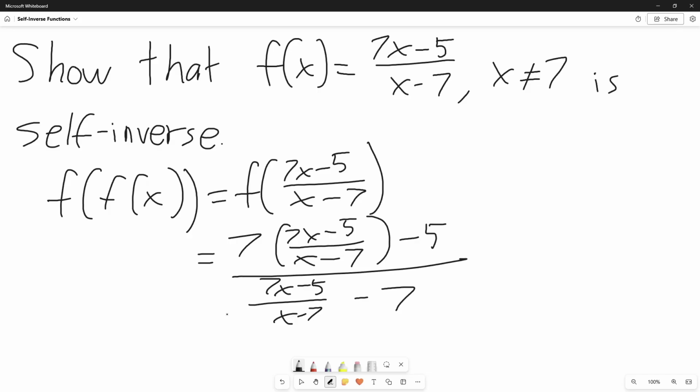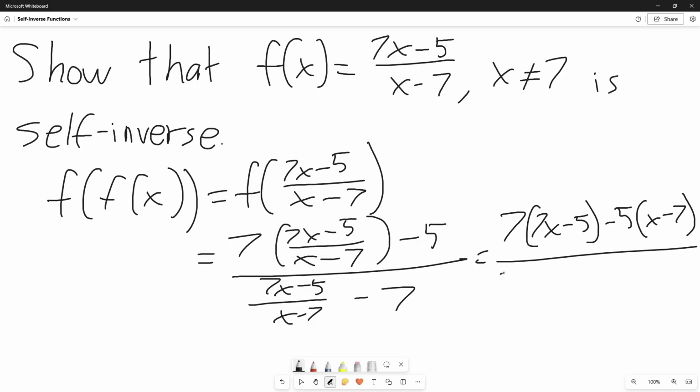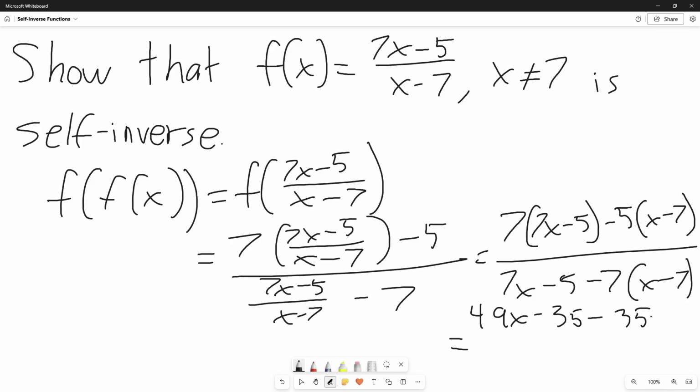We can multiply both sides by x minus 7 to get rid of the fractions, and we get 7 times (7x minus 5) minus 5 times (x minus 7), all over (7x minus 5) minus 7 times (x minus 7). And now we can expand all of these, and we get 49x minus 35 minus 5x plus 35. And then for the denominator, we get 7x minus 5 minus 7x plus 49.